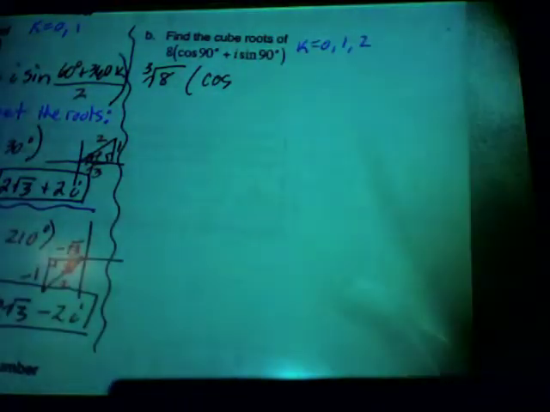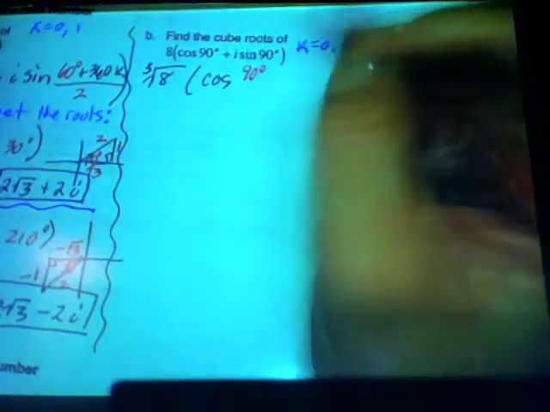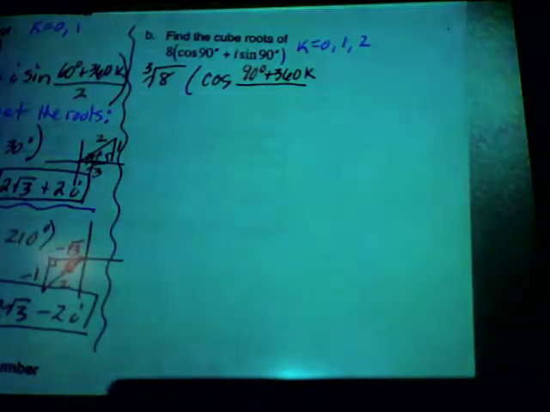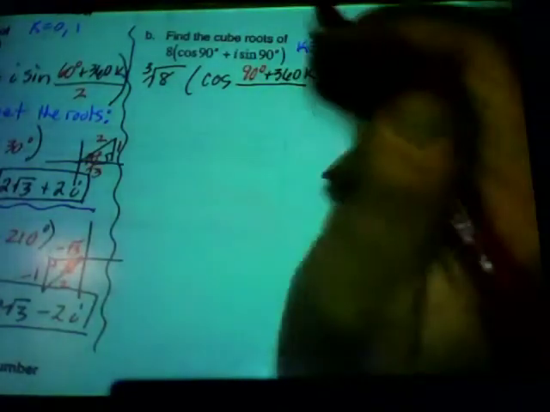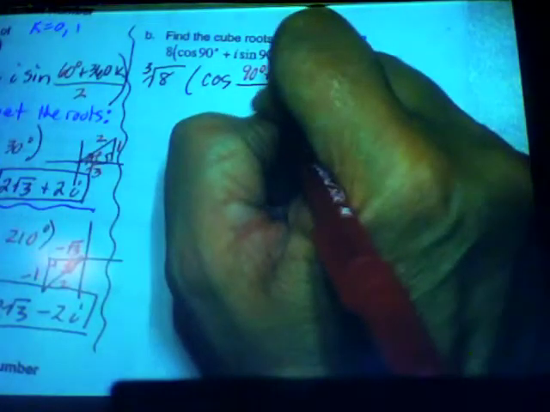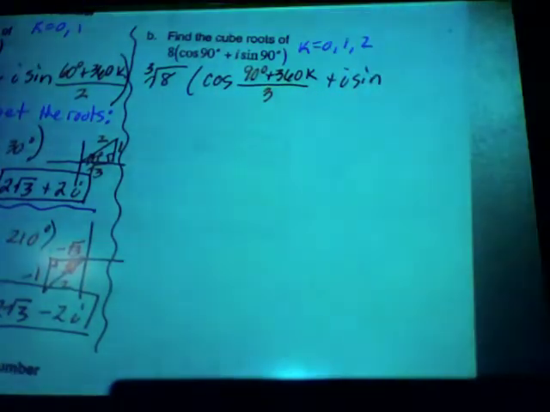And then times the cosine of my 90 degrees plus 360k. I'm using 360 because they gave me 90 degrees. If they gave it to me in radians, I would use 2 pi. All right, all over what? 3 plus i sine 90 degrees plus 360k all over 3.